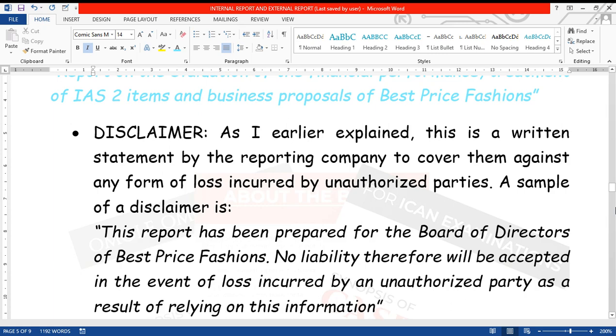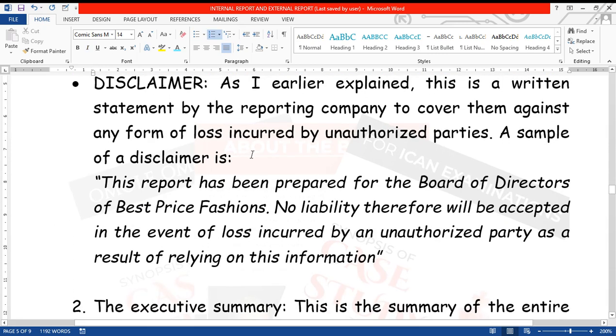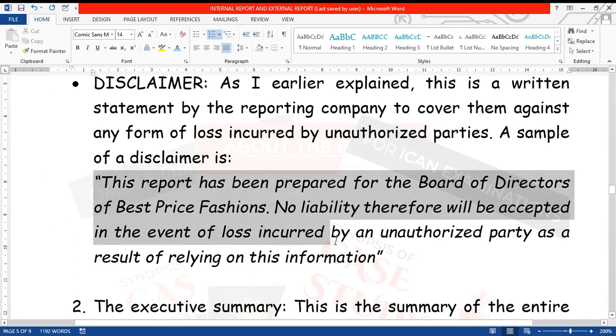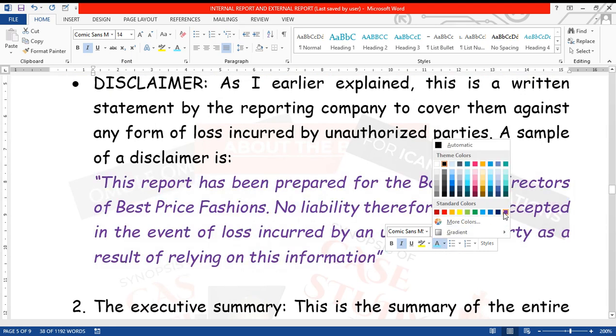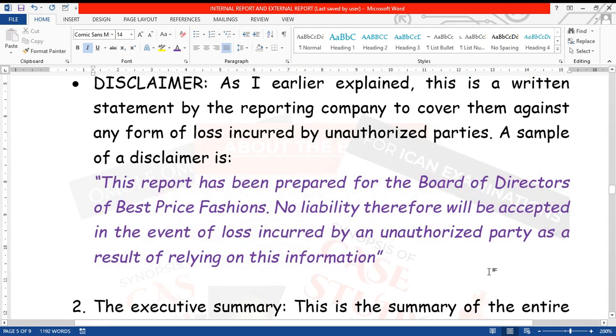So the disclaimer, as I earlier explained, is a written statement of the reporting company that they'll be covered against any loss. And I showed you a sample of the disclaimer. This is just a very simple sample. You don't really need so many stories. You just want to tell them that you will not be held liable. So this report has been prepared for the board of directors of Best Price Fashion. No liability therefore will be accepted in the event of loss incurred by an unauthorized party as a result of relying on this information. Now, what is this disclaimer really talking about?